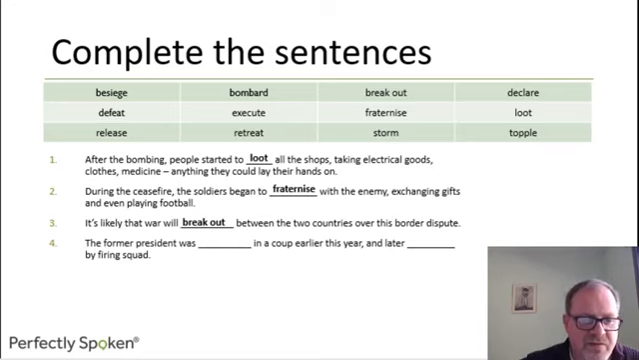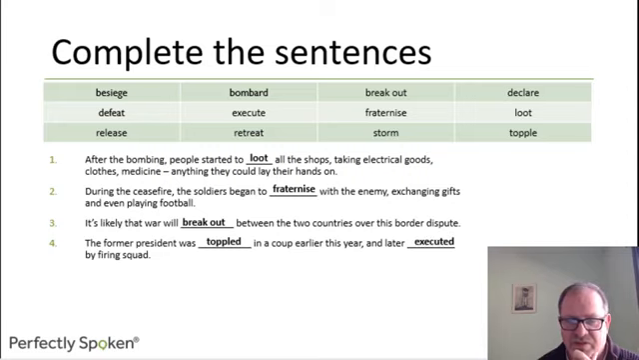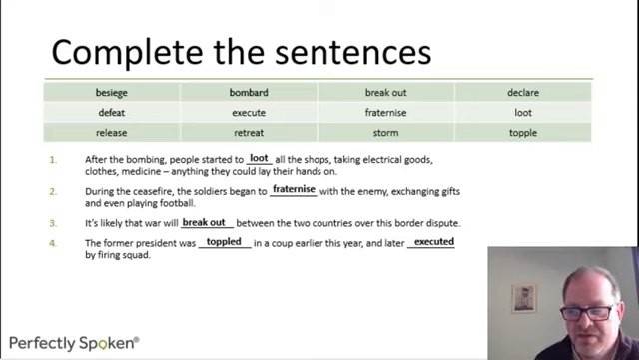Number 4. The former president was something in a coup earlier this year and later something by firing squad. So obviously this is in the past, and also the first one is a passive, so we need the participle of the verb, so you have to change the verb. So the president was overthrown or toppled in a coup earlier this year. You could also say overthrown. And later, he was shot by firing squad. He was executed by firing squad. A firing squad is a line of people with guns who shot him.